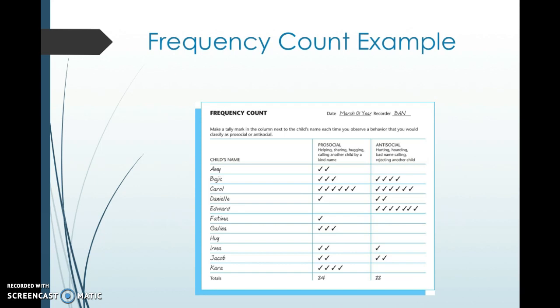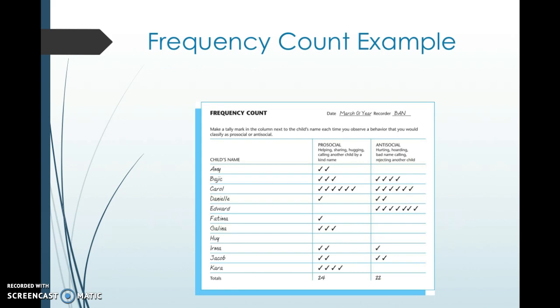A frequency count has multiple purposes. It's often used to measure both prosocial and antisocial behavior on a particular child or of a whole class. In this example, the teacher is looking for such behaviors for an entire class. She notes the type of behavior she is looking for by listing them at the top.